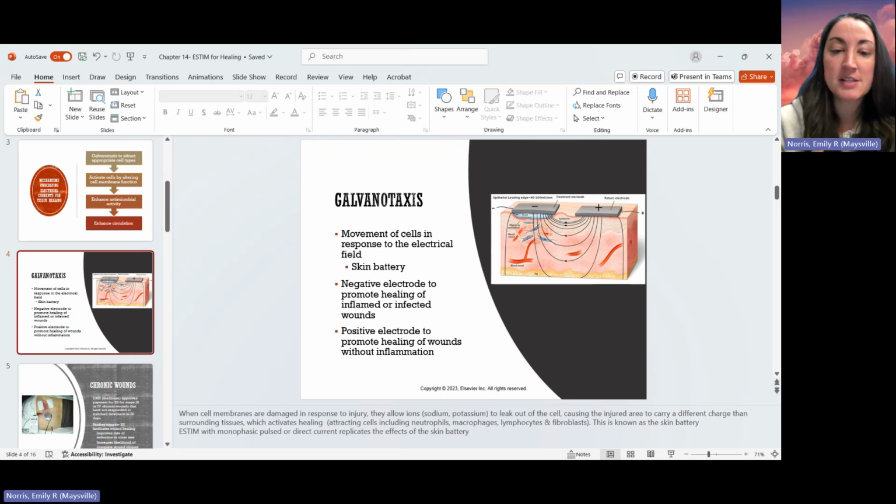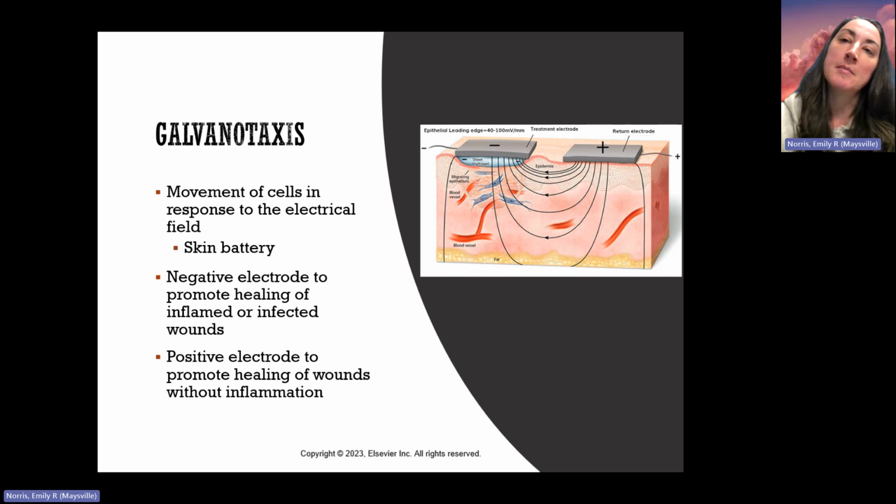So ESTIM with a monophasic pulsed or a direct current replicates the same effects of the skin battery. So it attracts certain products to the area, repels other products from the area in order to promote healing. Negative electrodes are typically placed over a healing area to promote healing of an inflamed or infected wound in order to attract some of the positive particles that they want to gather to the area and push some of the negative away. And then if the patient has a chronic wound or wound that's having issues with healing or is not any longer in the inflammatory phase, but they want to increase some of those healing products to the area, then you would place the positive electrode over the wound.